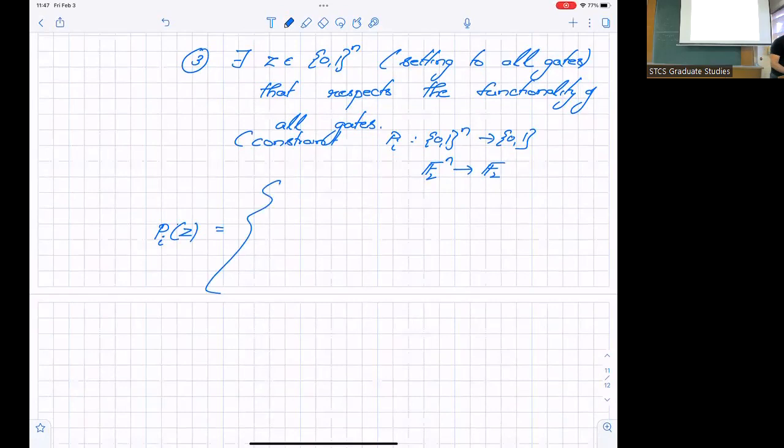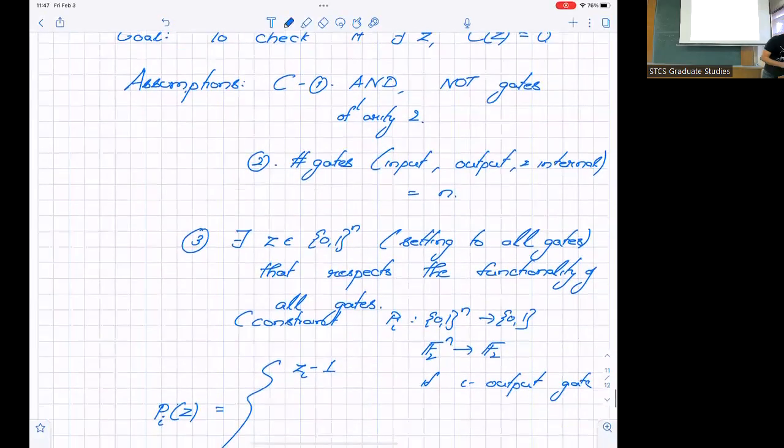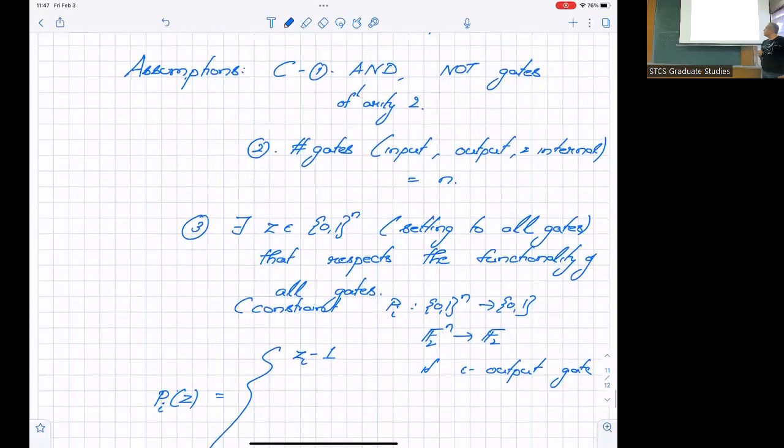So if i is an output gate, then all I want to check is Zi minus 1. I want to check something. If the circuit is... no, let's keep it one.